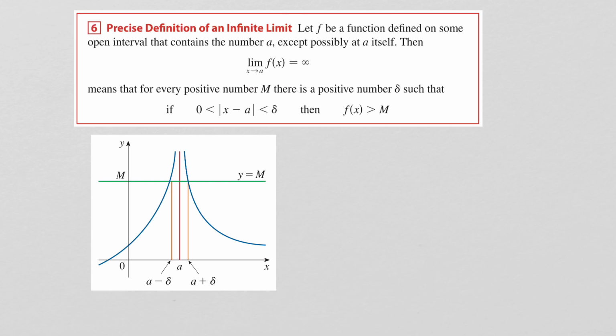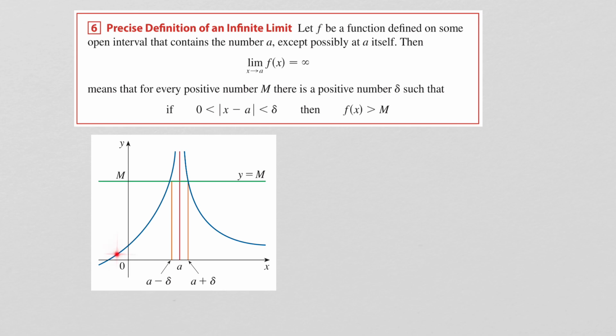Finally, let's take a look at the precise definition of an infinite limit. So we know that if the limit of f of x as x approaches a equals infinity, that means that the values of f of x are increasing. They are getting larger and larger as x gets closer to a. But how do we say that precisely?